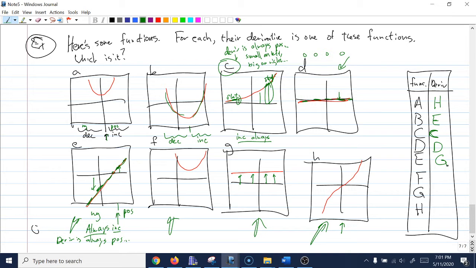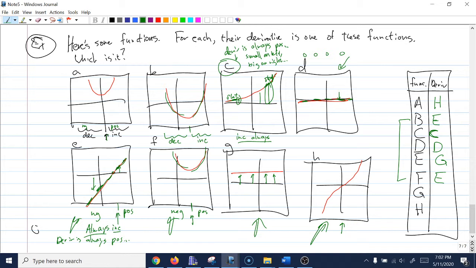What's up with F? F is decreasing and then increasing, and it switches about here. So I want a derivative that's negative and then positive, switching about here. We saw that already. That's E. But wait, we already used E. That's okay. B and F can both have the same derivative. Multiple functions can have the same derivative. That's a thing that's going to happen sometimes.